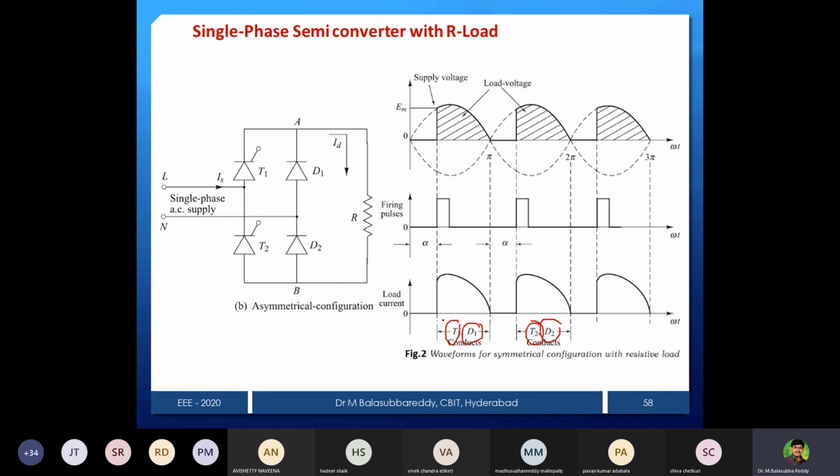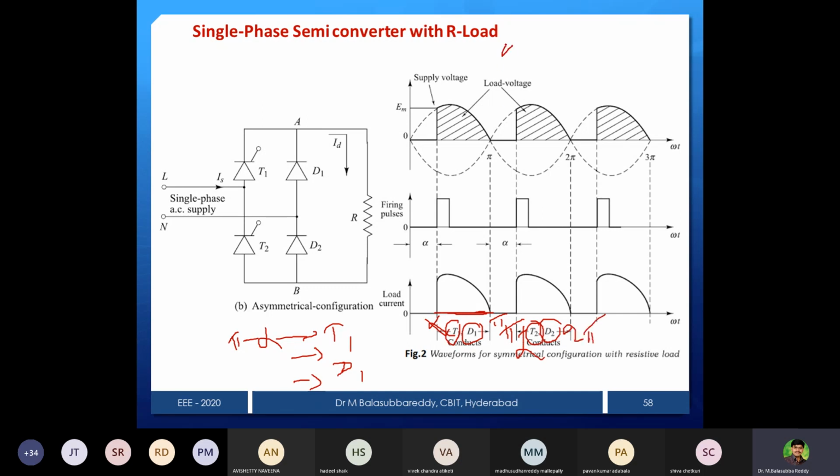Now how many degrees is it conducting? If I want to know how many degrees T1 is conducting, it starts at alpha and ends at pi, no? So the gap is what? Pi minus alpha. T1 is conducting for pi minus alpha. D1 also conducts for pi minus alpha. And then, similarly, this one will start at pi plus alpha and end at 2 pi.